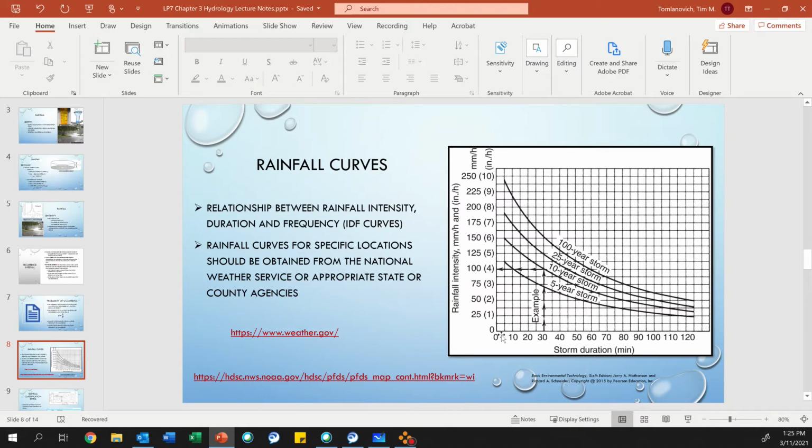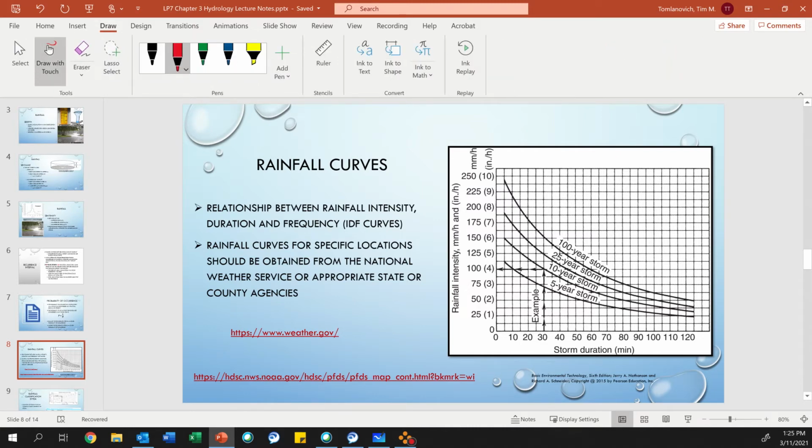Basically, the x-axis has storm duration in minutes, and the rainfall intensity is the y-axis. So for an example, if I have a 60-minute duration storm, and it's a five-year storm interval, I come over, and my rainfall intensity should be about 1.75 inches per hour.